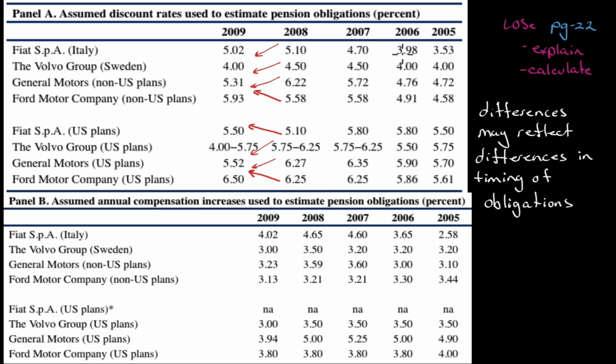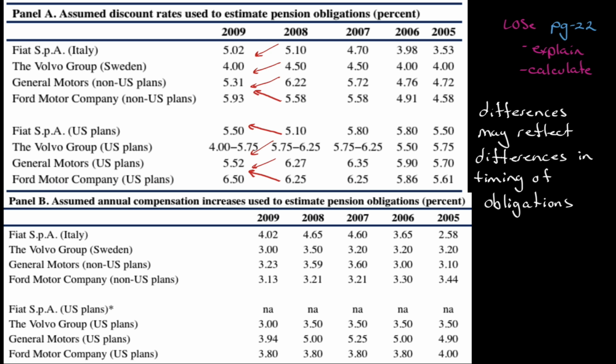So when we look from 2005 through to 2009, we can see Fiat here at the top, that their discount rate has been increasing each year up to 2008, and then decreased in 2009. When we move over to Volvo, 4, it increased to 4.5, held steady at 4.5, then dropped to 4. GM, 4.72, all the way to 6.22 by 2008. That's 150 basis points up. We look at Ford, 4.58, all the way to 5.58. That's 100 basis points up.